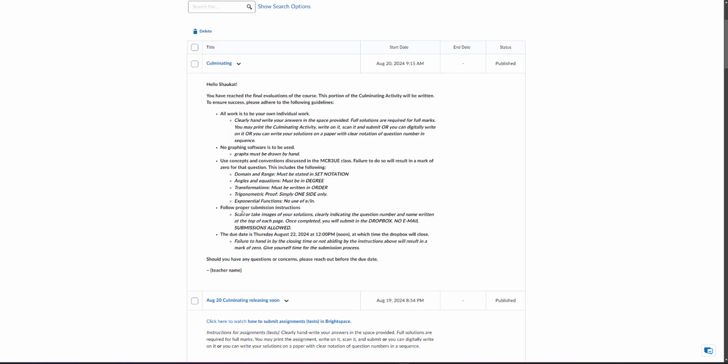Okay. Follow proper submission instructions. Scan. Okay, yeah, so I already went over this many times. Scan your images.